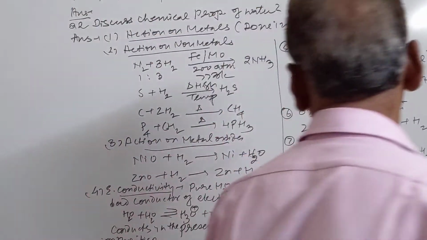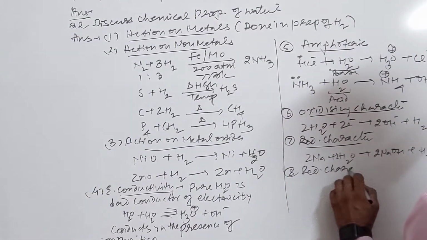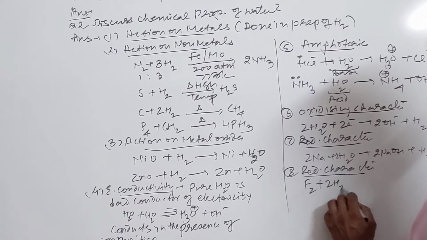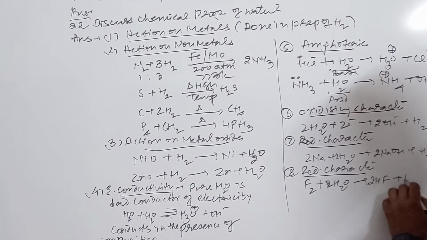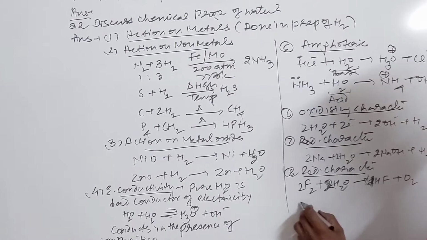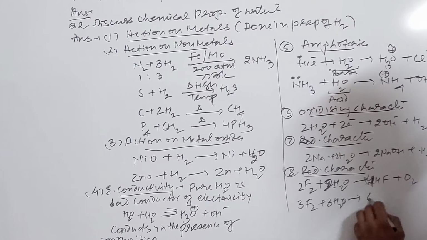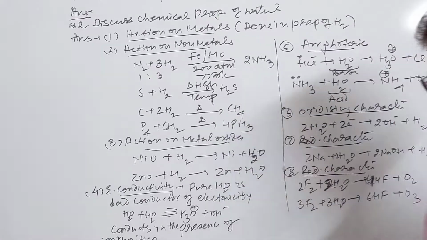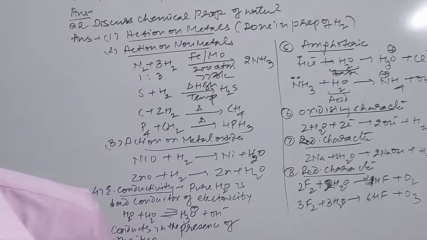Now we have the reducing character. In action with non-metals, water will serve as a reducing agent. If we take 3F2, 3 water will combine with it, and we get 6HF plus ozone gas. So this is the reducing action of water when it reacts with non-metal compounds.